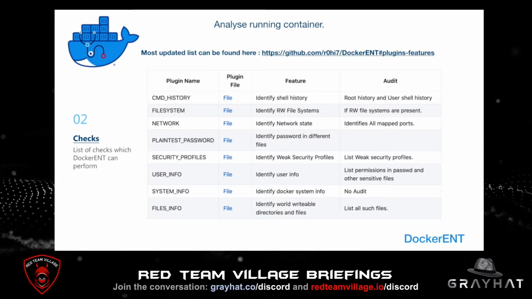User info can help you identify the list of users which are there and which users have privileged access, and if they have privileged access, am I the same user, or is the process running with the same user or not. System info and file info. So you can see it's actually a comprehensive set of plugins which are already in there. And for the latest plugins, you can go to this particular link and identify it.